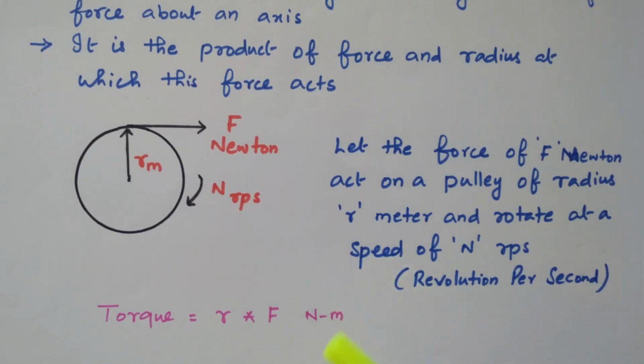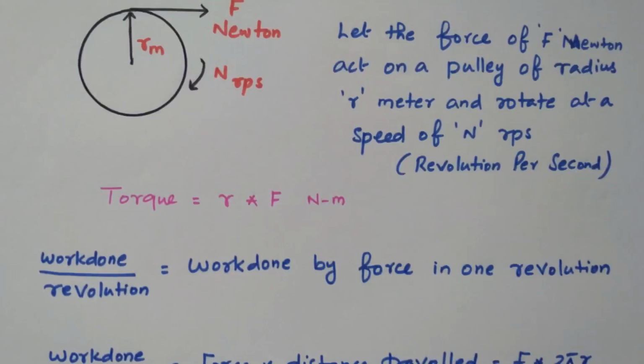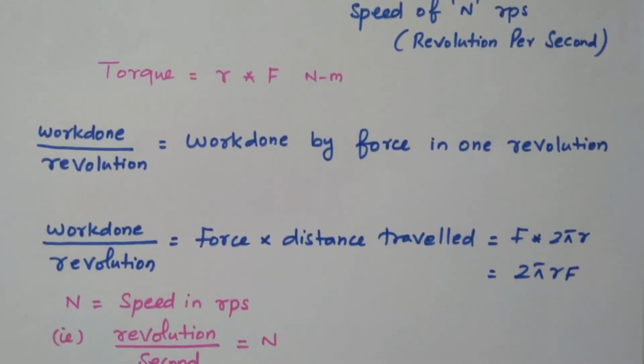So it is nothing but a product of the force created and the radius of the drum. Now we will see the work done per revolution. Our aim is to find the general equation for torque. The work done per revolution equals the work done by the force in one revolution, which means force into distance travelled.